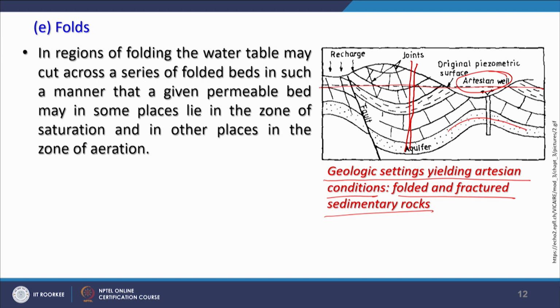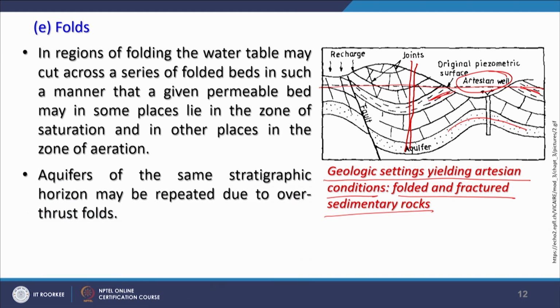So, in a region of folding, the water table may cut across a series of folded beds, as you are seeing on the right side, and in this way the permeable bed may in some places be in the zone of saturation, and in other places may be in the zone of aeration. So, here the permeable bed is near the zone of aeration, and therefore you are having an artesian condition.